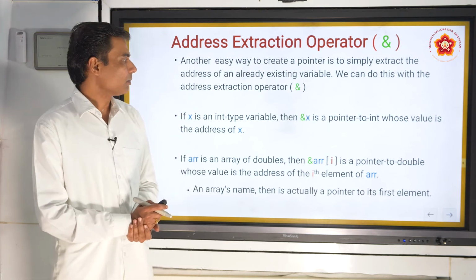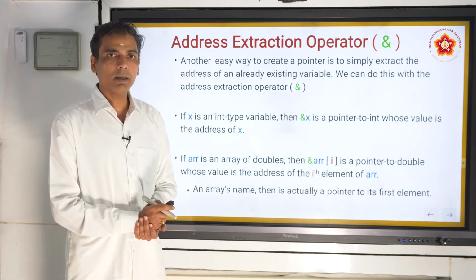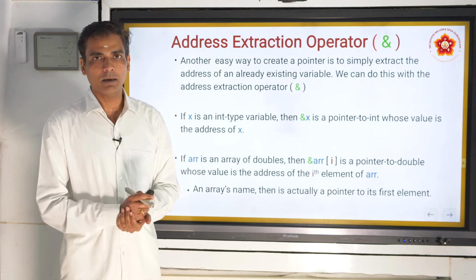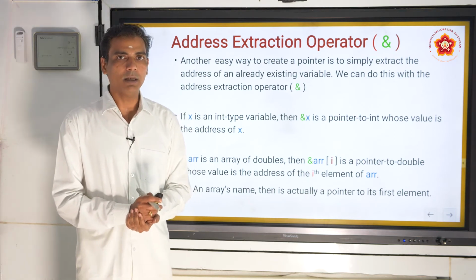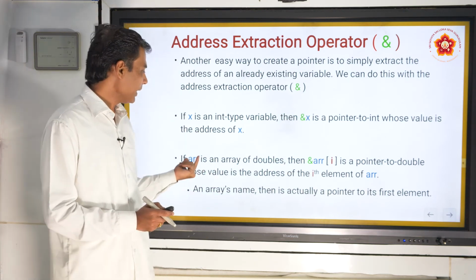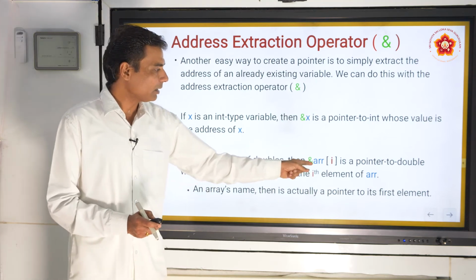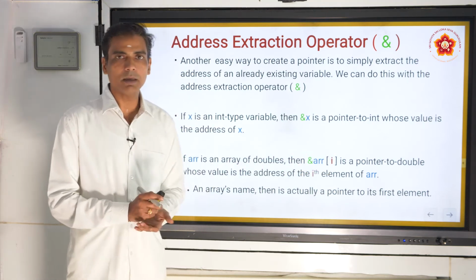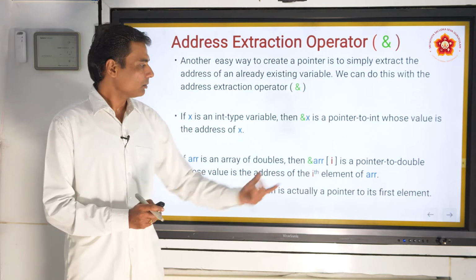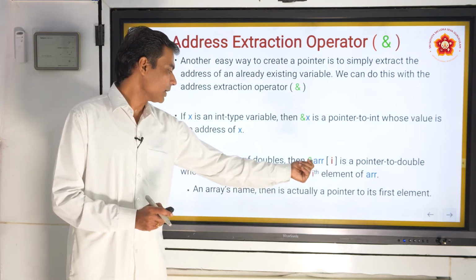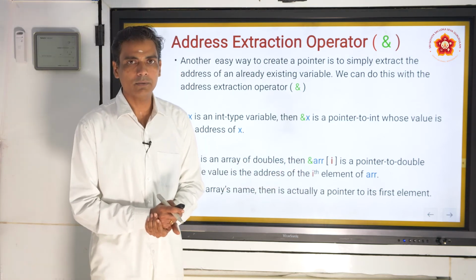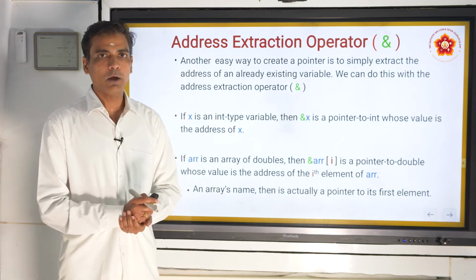Address extraction operator. Pointer variable we can declare with the help of ampersand also. Actually the ampersand we call the address of operator. So if you want to know the address of any variable, we can get it with the ampersand operator. Here there is a demonstration that if ARR is an array of doubles, then address of ARR of I is a pointer to double. So with the help of the ampersand operator, you can make a pointer like that. This statement is pointing to the ith element of ARR. Here we are just accessing the address of that particular location.